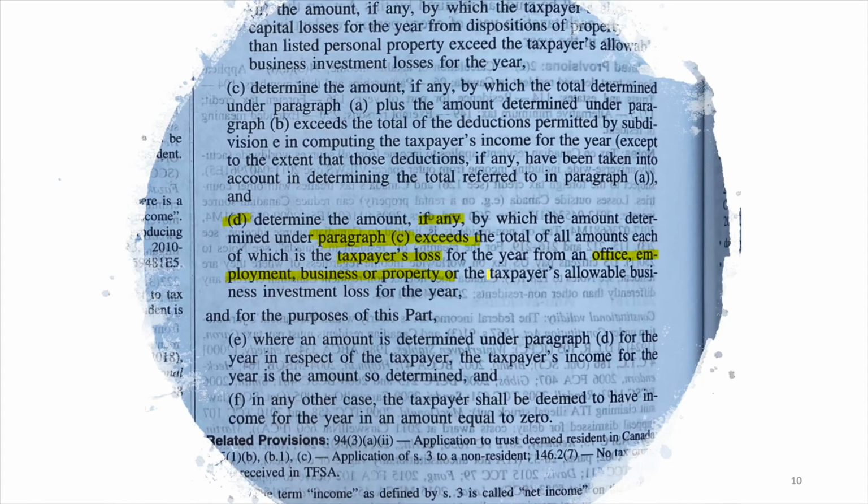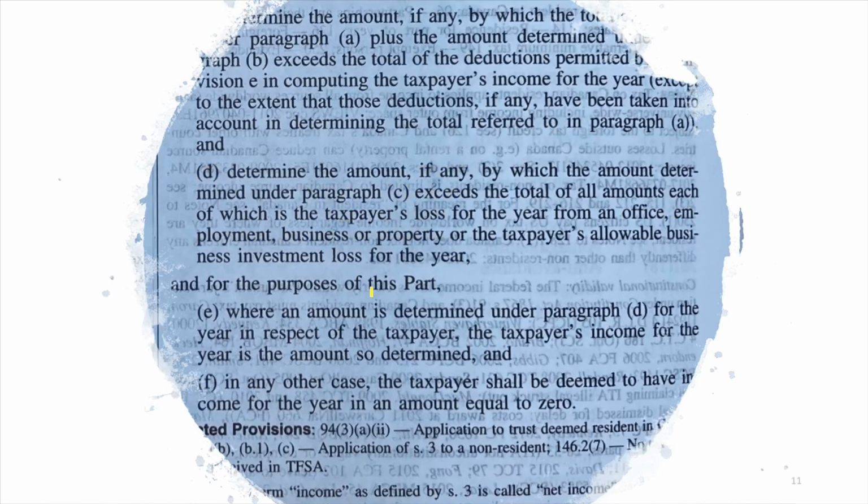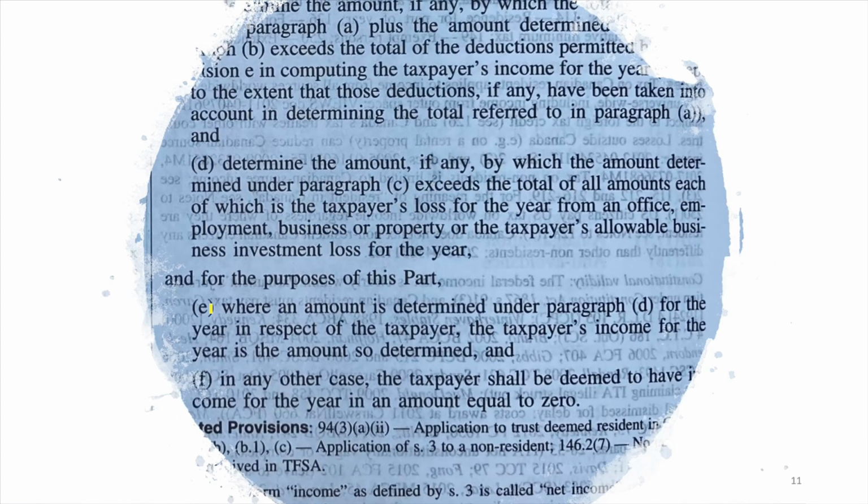Paragraph 3D also talks about this idea, an allowable business investment loss. We'll ignore that for now, but that's an important topic in taxation, and we'll come to it later. Let's keep going and take a look at paragraph E. Before that, it says, and for the purposes of this part, paragraph E, where an amount is determined under paragraph D, for the year in respect of the taxpayer's income for the year is the amount so determined.